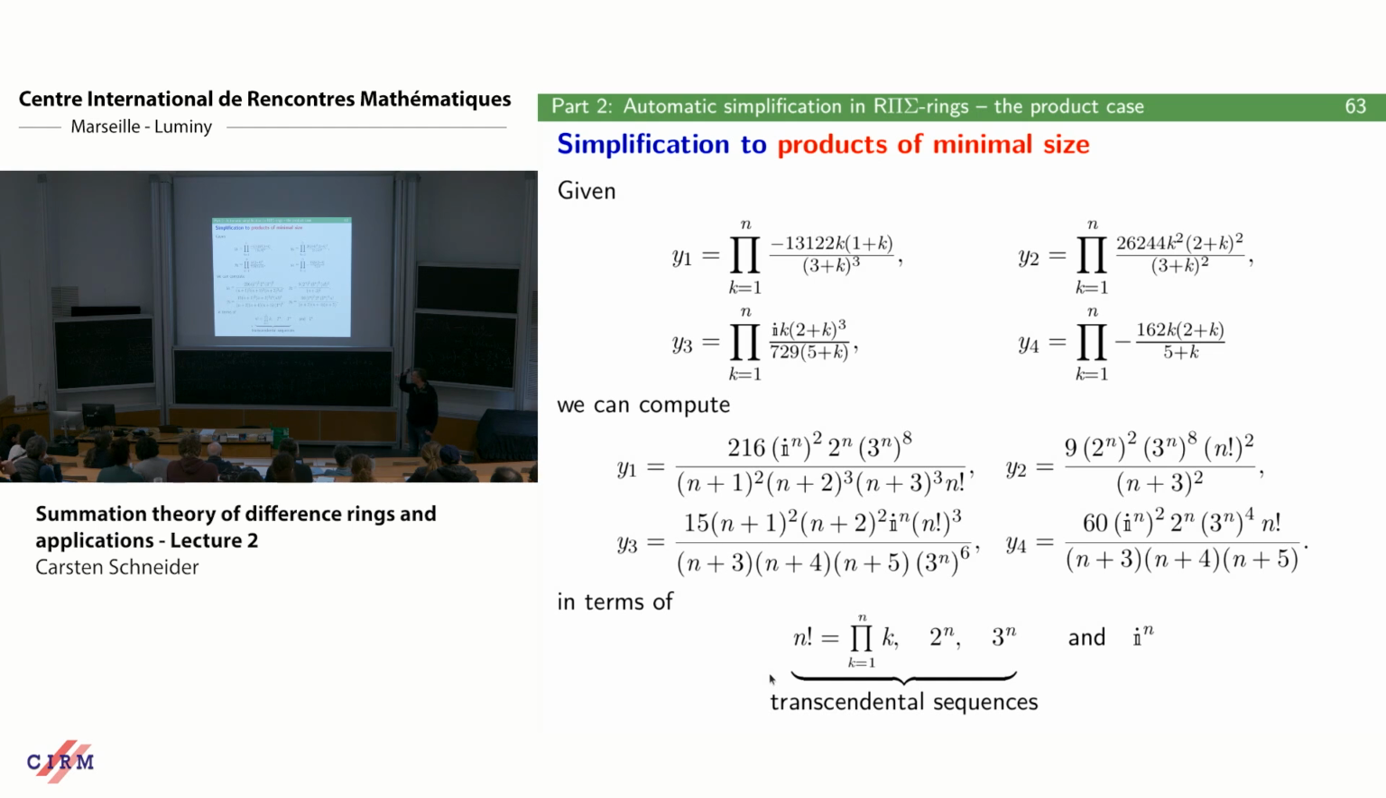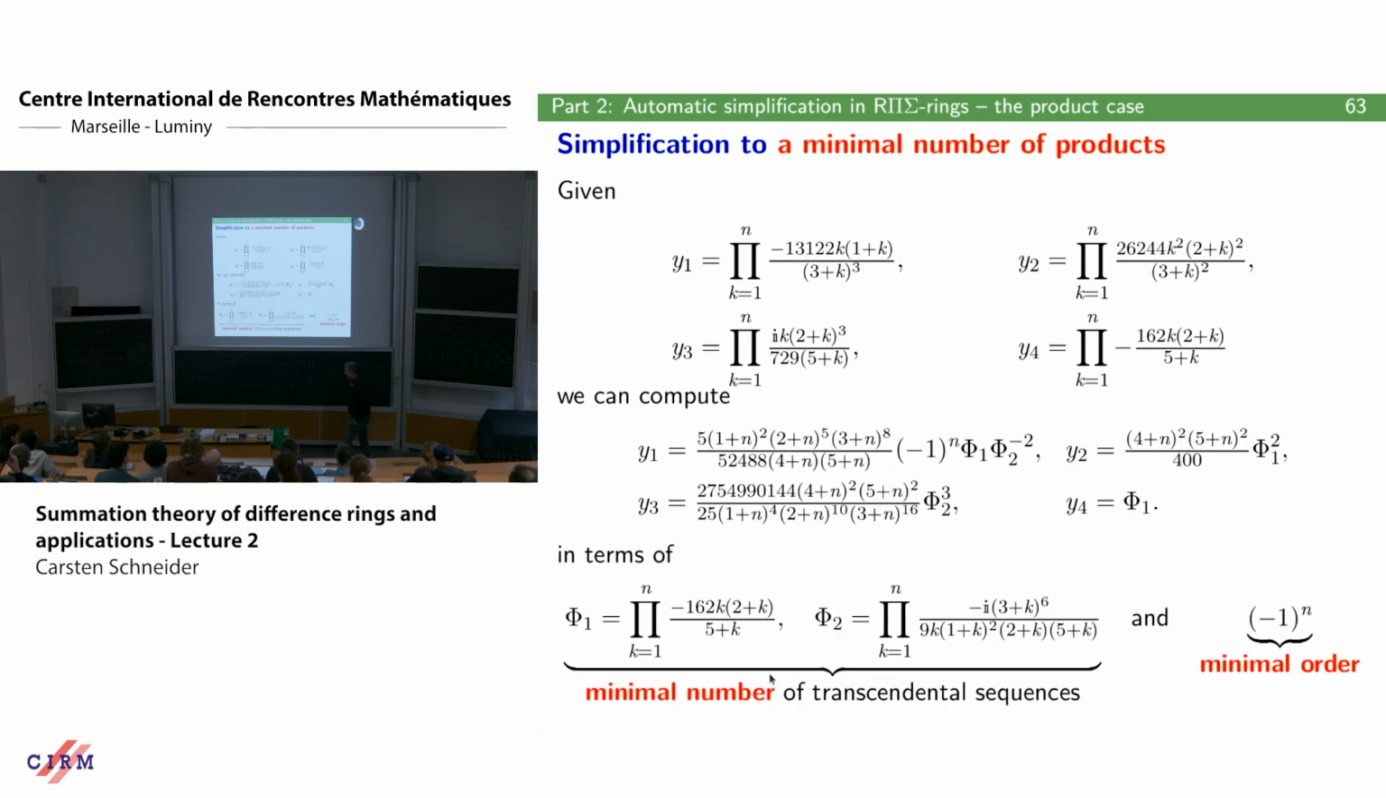So I find an R-Pi-Sigma extension where these elements are transcendental and i to n is algebraic. And the idea is to hack it into atomics, building blocks that cannot be split further, and then I can guarantee that whenever I extend later, it works nicely.